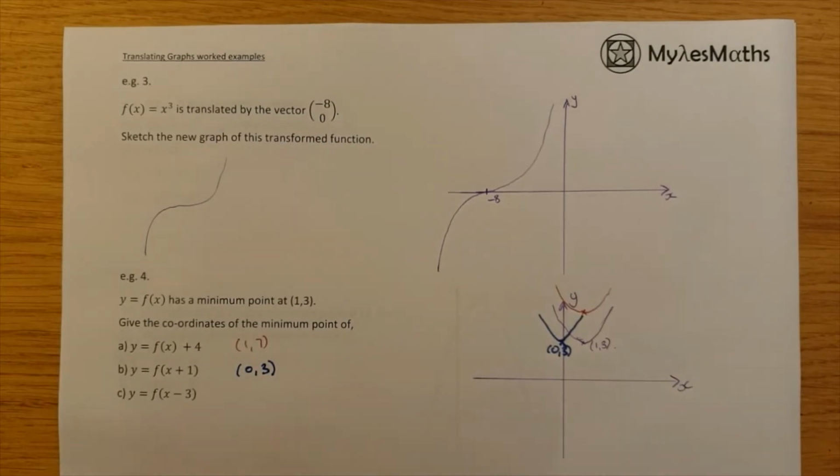And then finally we have y equals f of x minus 3. Well, again, this is inside the function, so this is a translation in the x direction, but it's the opposite of what I'm expecting.